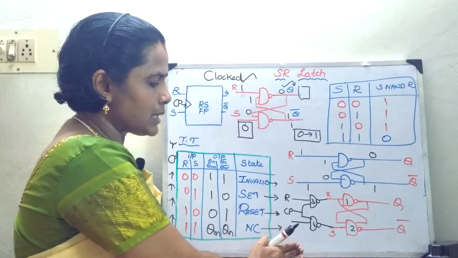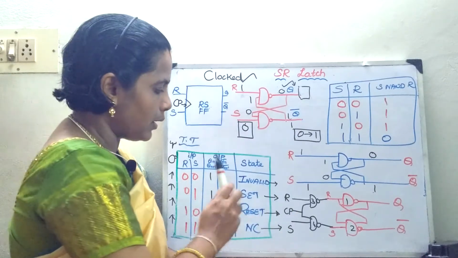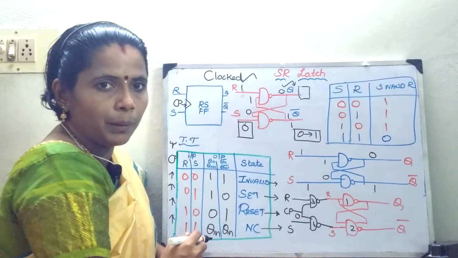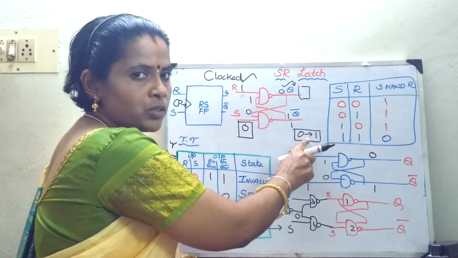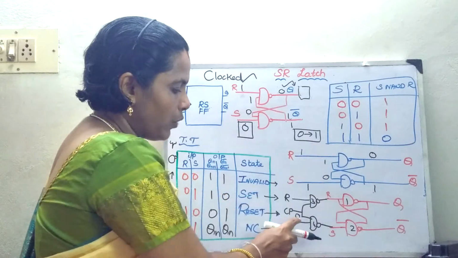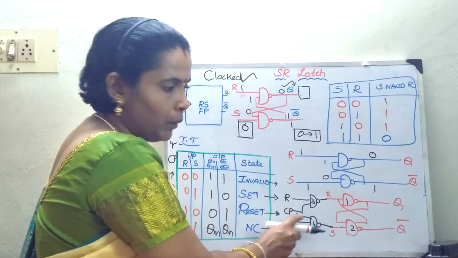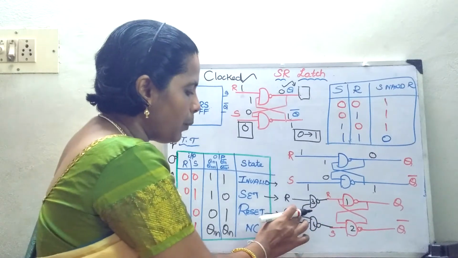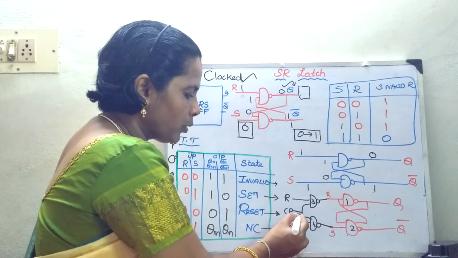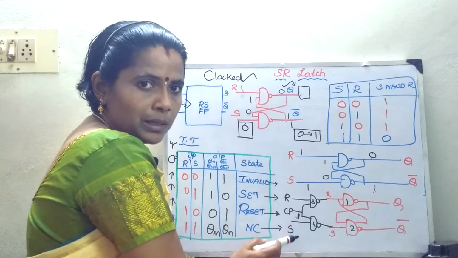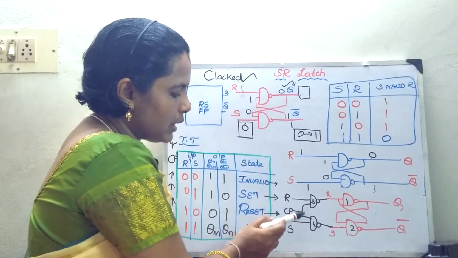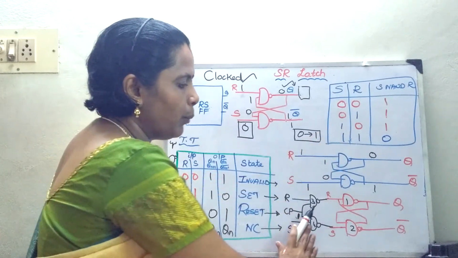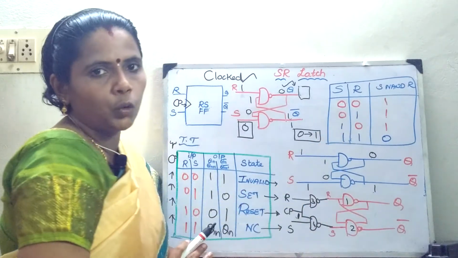Okay, now let us see the condition. Now what is the condition? Suppose my clock pulse is 0. What will happen? What is the condition when one input is 0? The output is 1. So when my clock pulse is 0, output is going to be at 1. But when my clock pulse is 1, only when my clock pulse is 1, whatever is the reset or set signal, depending upon my truth table, will be able to reach the output.